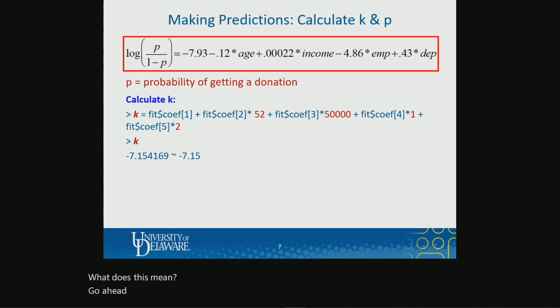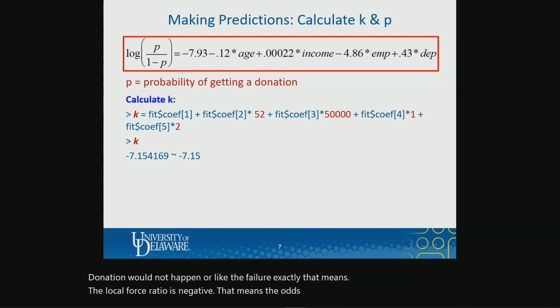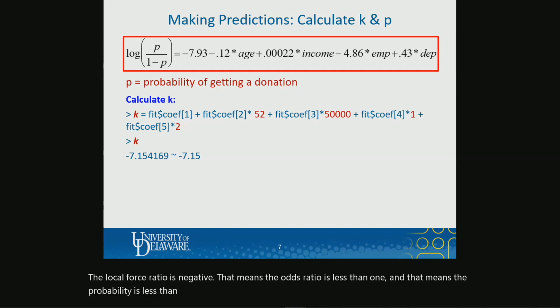That the likelihood for the failure is higher than success. Exactly. That means the log of odds ratio is negative, and that means the odds ratio is less than 1, and that means the probability of success is less than 50%. So the probability of this person making the donation is less than 50%.